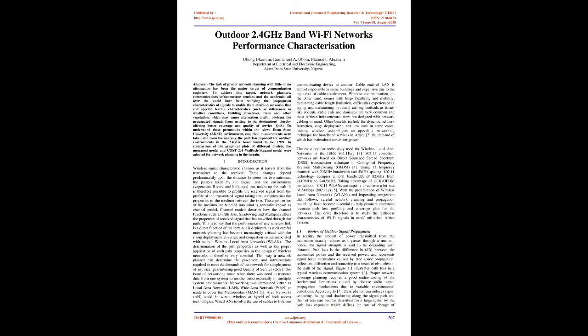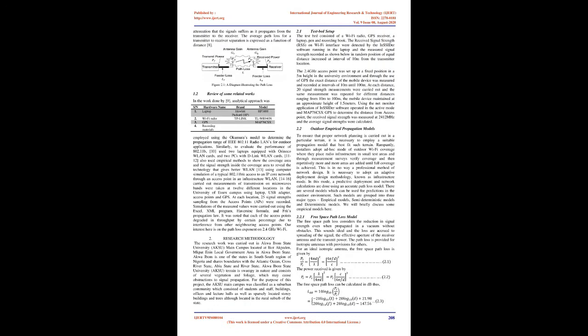The issue of networking arose when there was need to transmit data from one system to another, most especially in multiple system environments. Networking was introduced either as local area network, LAN, wide area network, WAN, or made to cover the metropolitan area, MAN. Area networks, AN, could be wired, wireless or hybrid of both access technologies. Wired ANs involve the use of cables to link one communicating device to another. Cable-enabled LAN is almost impossible in some buildings and expensive due to the high cost of cable requirement.